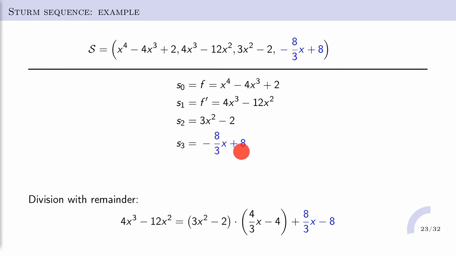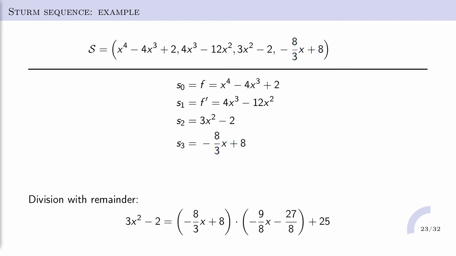And we repeat this process one more time. So we divide S2 by S3. We arrive at the remainder 25. So minus 25 is the last element of our Sturm sequence. So the sequence consisting of these 1, 2, 3, 4, 5 polynomials is the Sturm sequence of this degree 4 polynomial that we had here.